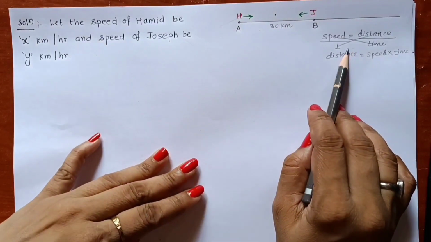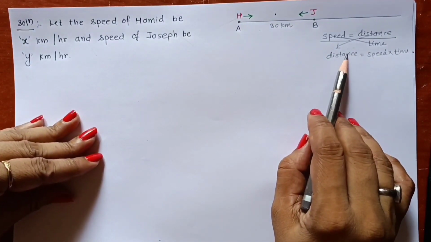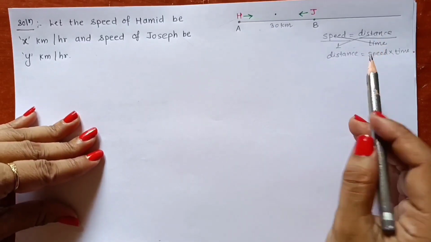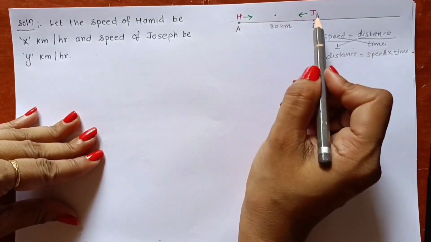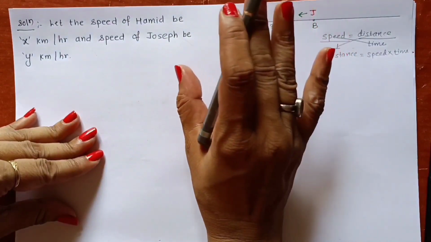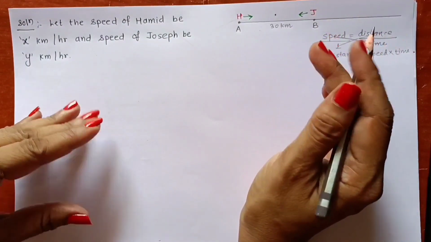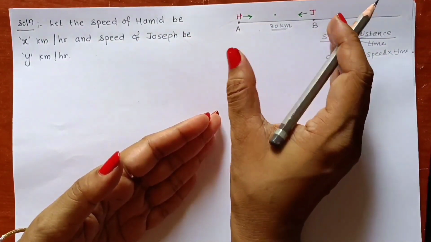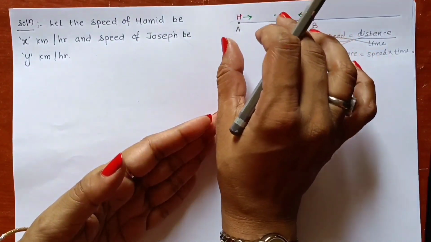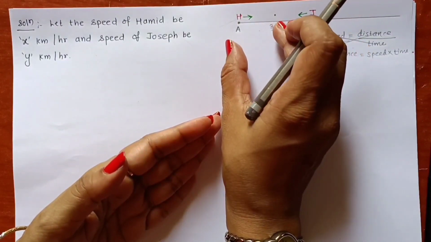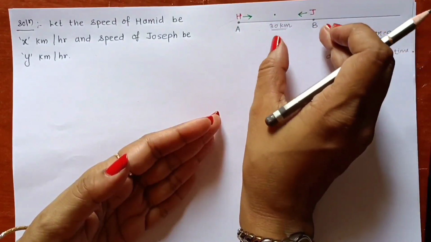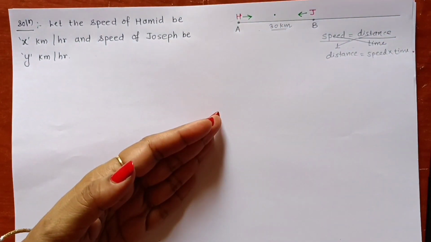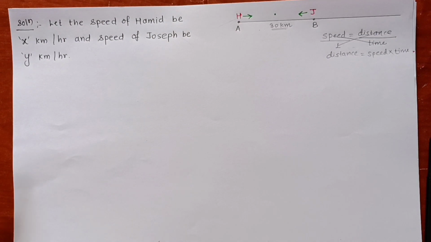So first let us find out the exact distance covered by Hamid individually, and the individual distance covered by Joseph. We don't know how much distance they each covered individually. Together they covered 30 kilometers in 20 minutes, but individually we don't know. So let us first find out their individual distances.